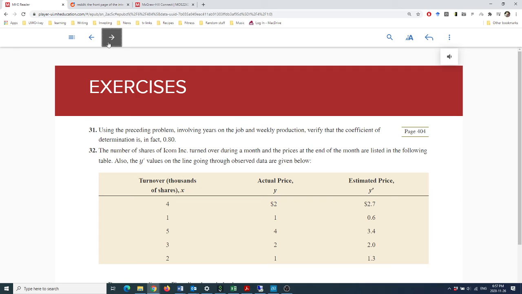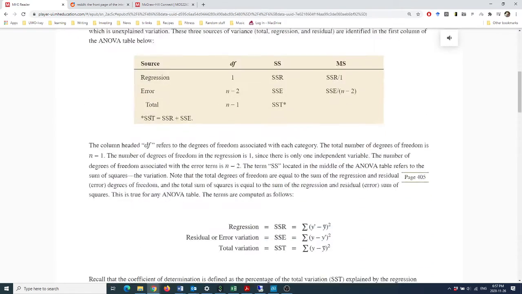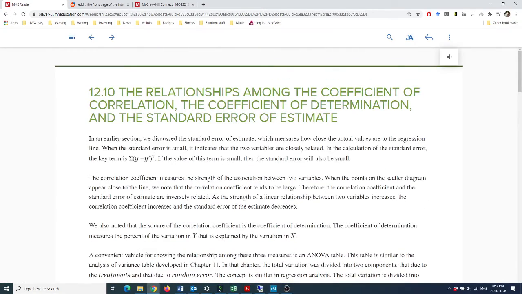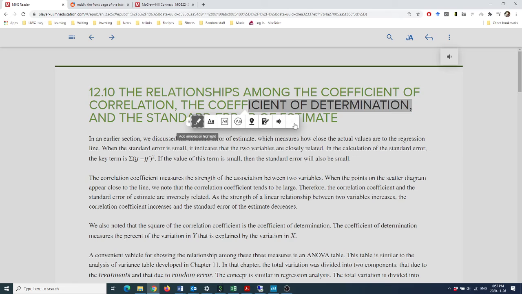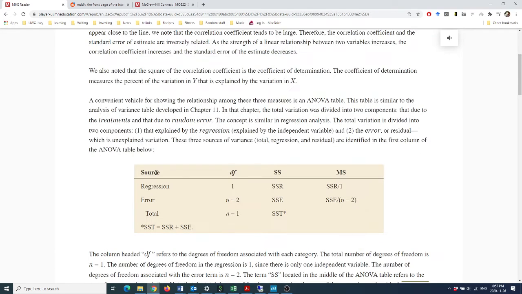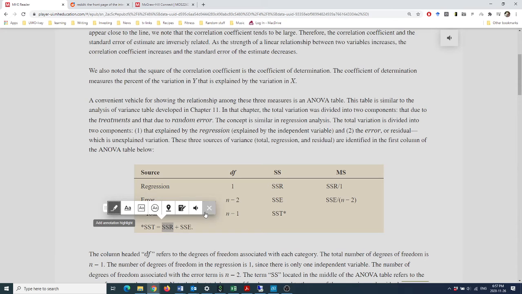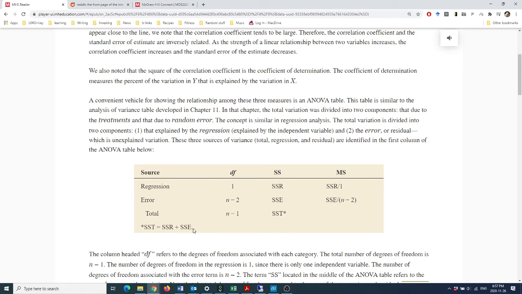So the last part which we want to try and talk about in this chapter is the relationship between the correlation and the coefficient of determination and the standard error of the estimate. So similar to your ANOVA table, the regression equation, the total sum of squares is the sum of the square of the regressor plus the sum of the square of the error. You would notice similarities between the ANOVA table and this table over here.